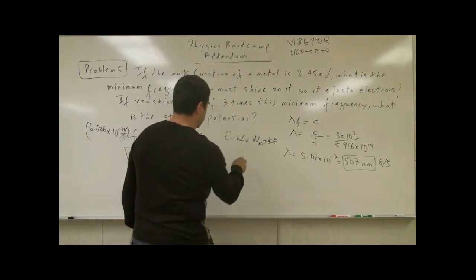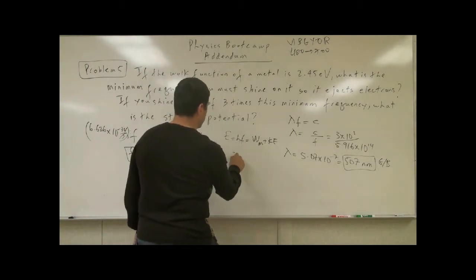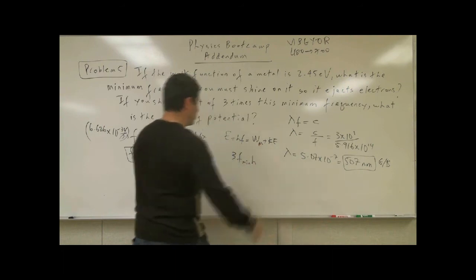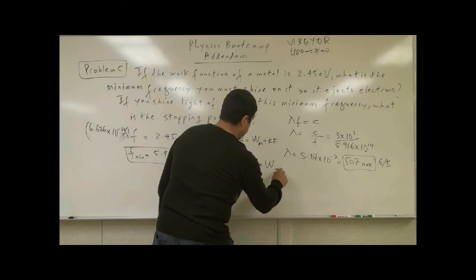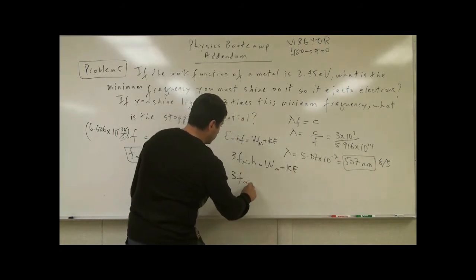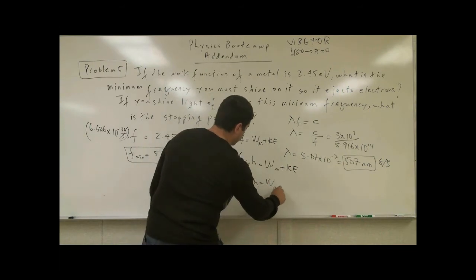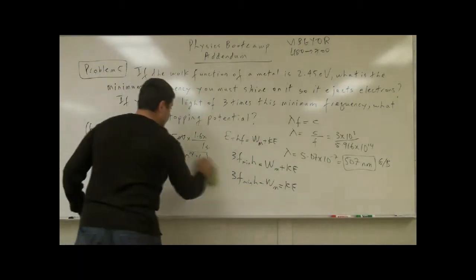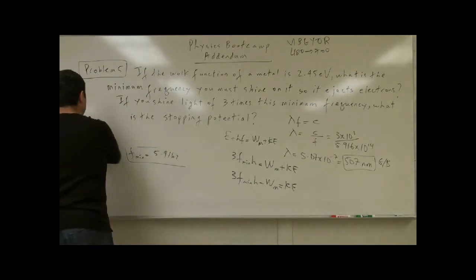so what does that mean? Well, then this is equal to 3 times the minimum frequency, f min, times h, equal to the work function of the metal plus the kinetic energy. And so 3 f min h minus the work function of the metal equals the kinetic energy. So that means the electrons will have kinetic energy equal to what?